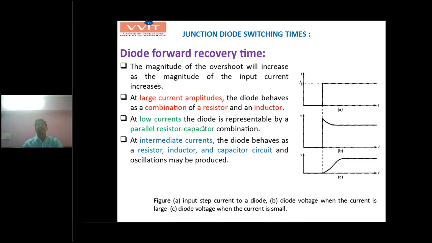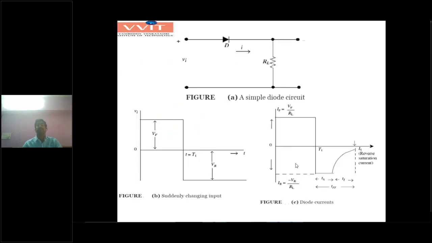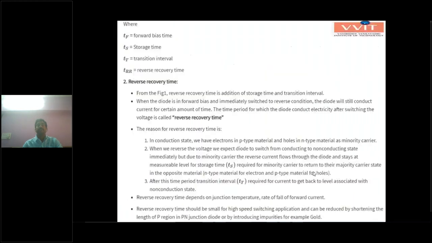So when you apply low currents, the step voltage, step current will be low values. This is a parallel RC combination. For intermediate currents you are applying, it is an RLC circuit, and then oscillation will occur. This is the forward recovery time and reverse recovery time.